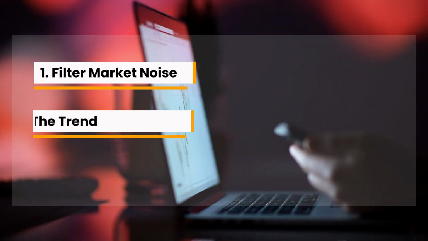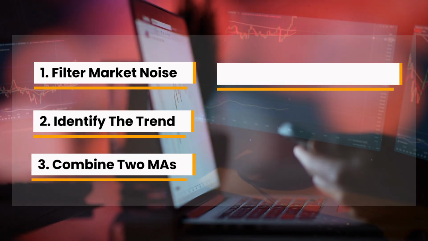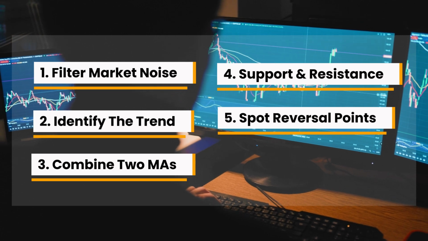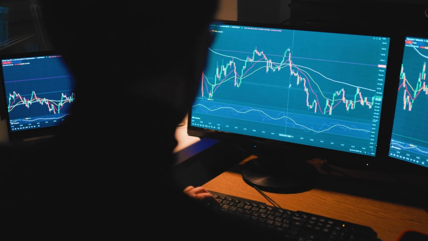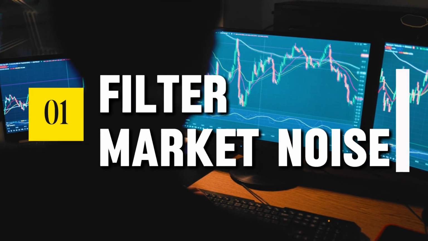First, filtering out market noise. Second, identifying the trend. Third, combining two moving averages. Fourth, support and resistance. And finally, recognizing reversal points. Okay, let's begin with the first part, filtering out market noise.